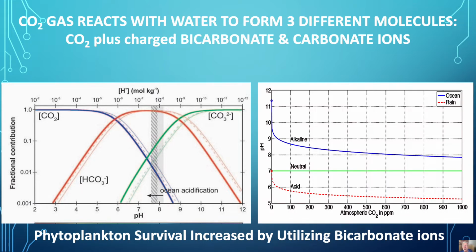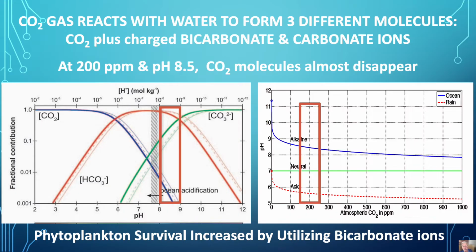Furthermore, as carbon dioxide is depleted, ocean pH rises, seen in the right graph. And ocean pH controls how the inorganic carbon is proportioned between more usable carbon dioxide and bicarbonate ions. When CO2 falls to 200 parts per million, ocean pH rises to 8.5, and the amount of available carbon dioxide approaches zero.